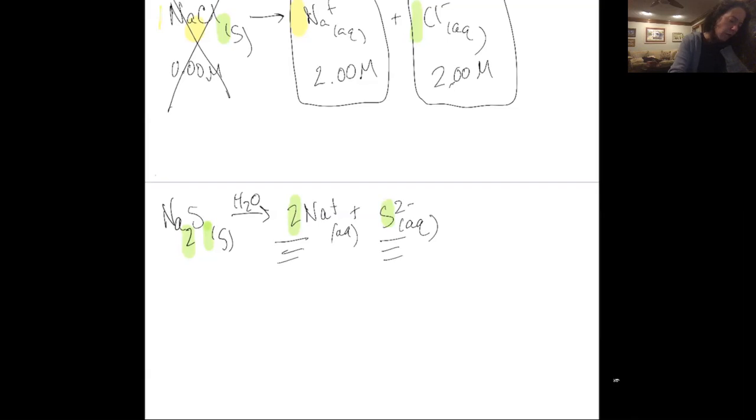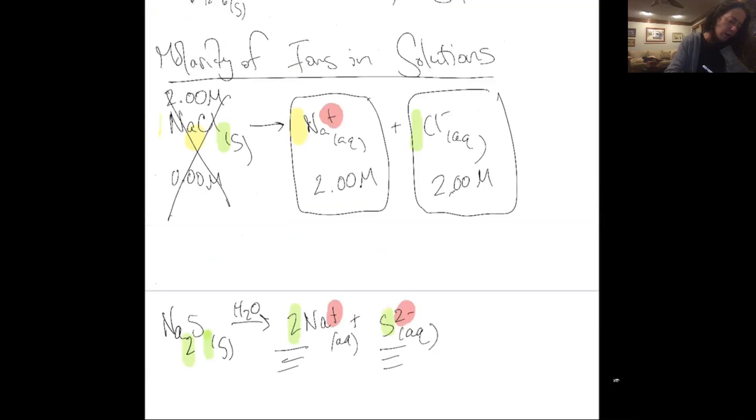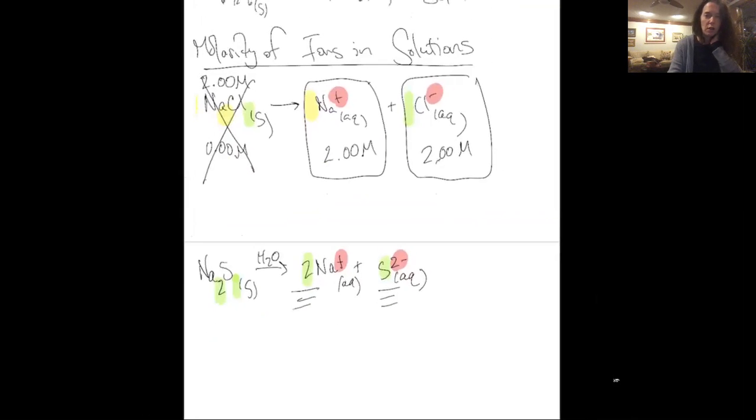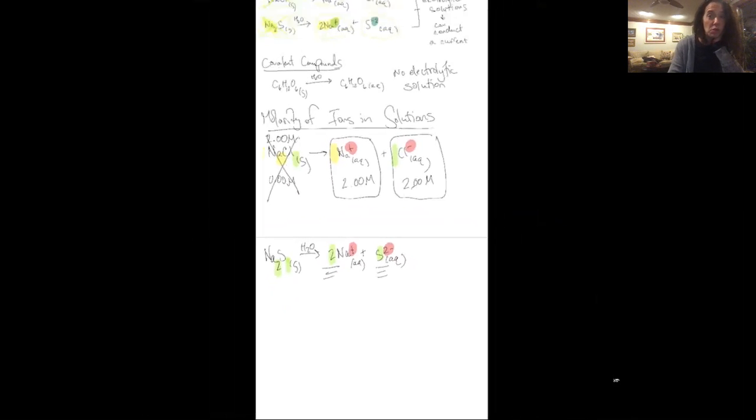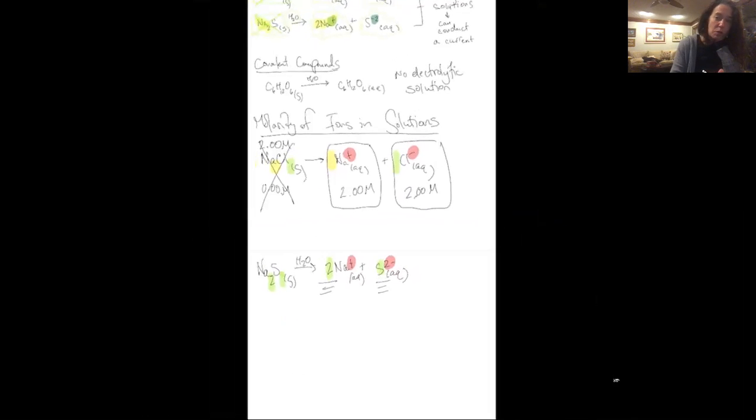I want to make it clear that if you do not put the charges on the product ions, it is wrong. Atoms and ions are, in my opinion, very different species. So you've got to put the charges in your dissociation equations for your ionic compounds. Otherwise, it's utterly wrong.